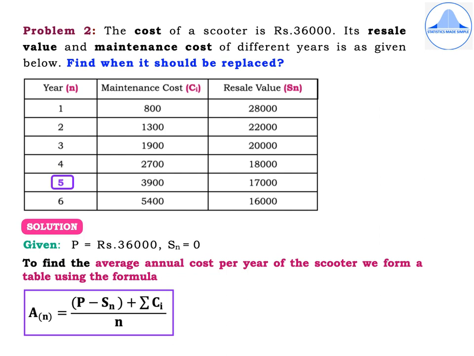Under solution, write given the cost of the scooter, which is P equal to rupees 36,000, and then you have Sn is equal to 0. So to find the average annual cost per year of the scooter, we form a table using the formula An is equal to P minus Sn plus summation Ci divided by n. So recollect that the numerator is nothing but Tn.